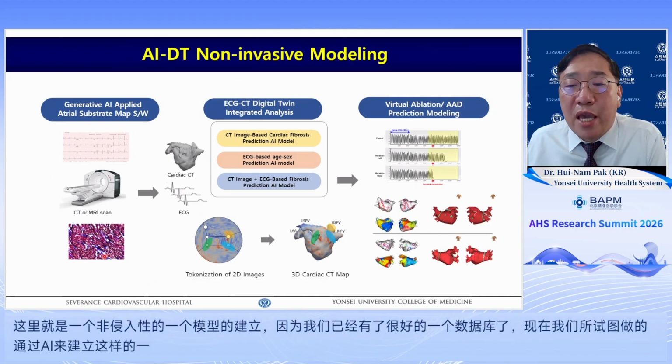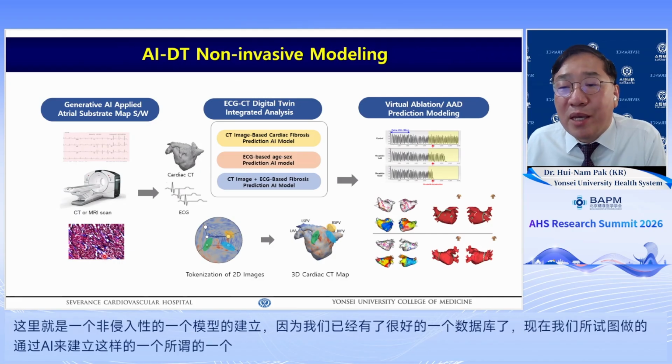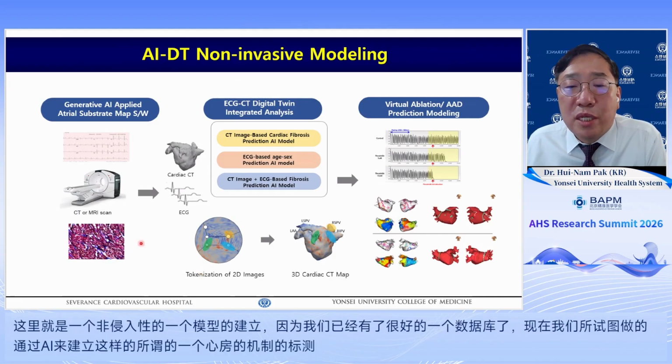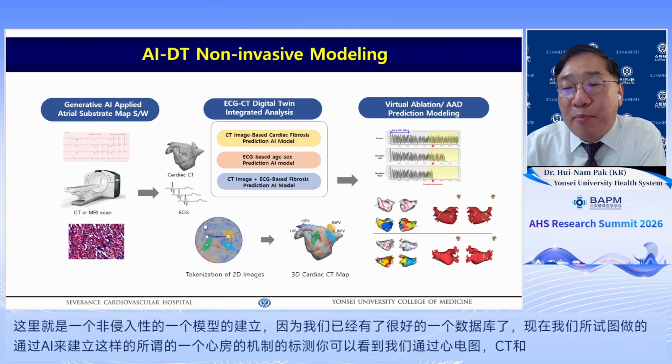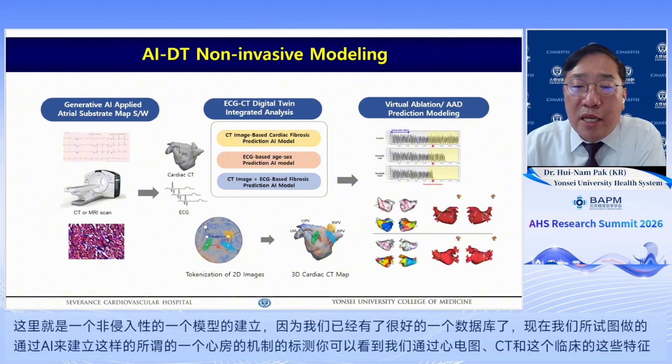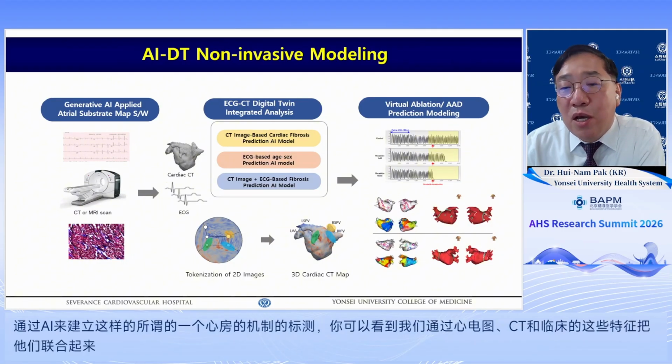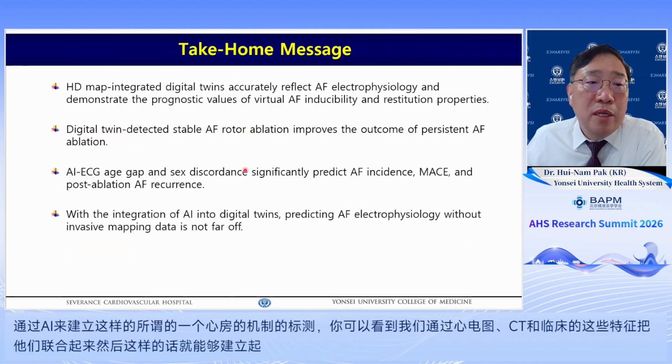We are training an AI model that predicts the invasive electroanatomical map using ECG, CT, and clinical profiles. I hope we will be able to expand the application of digital twin in AF ablation practice using only non-invasive data pretty soon. So this is my conclusion.